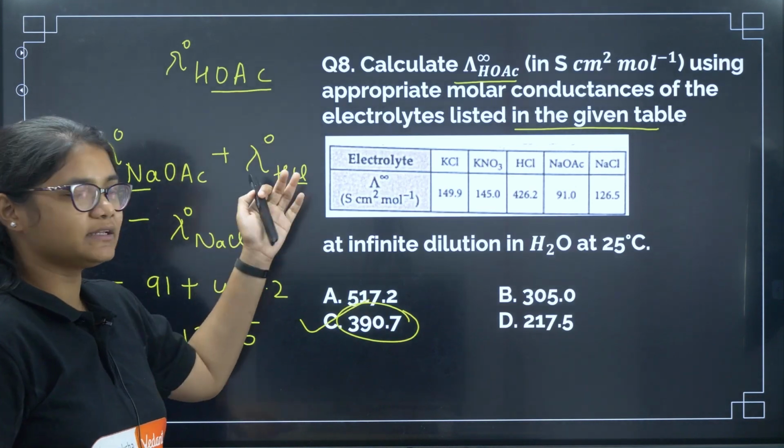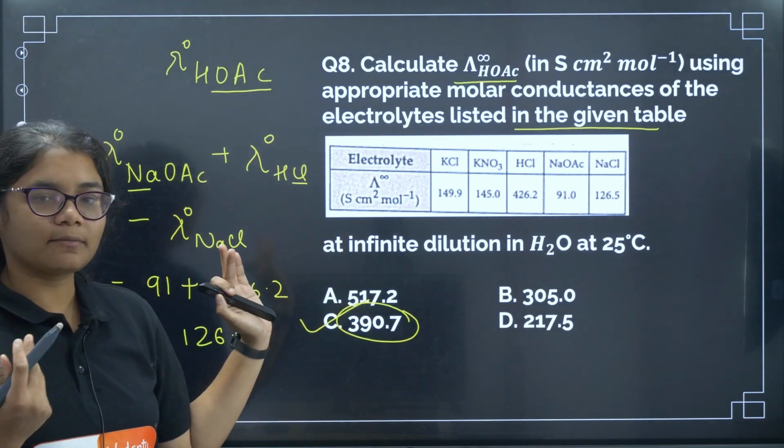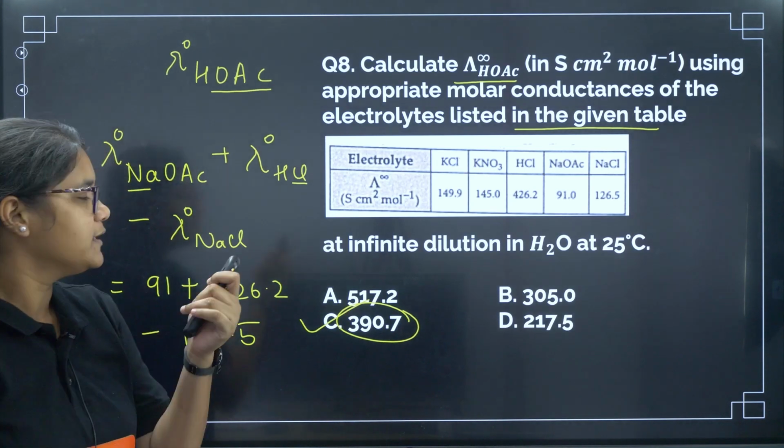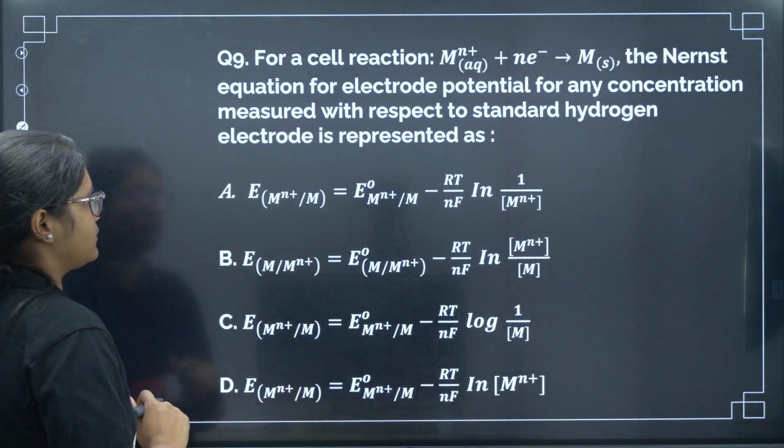Very easy question. So you can see Kohlrausch's law every year. So these are some of the previous year papers. So Kohlrausch's law questions are asked again and again. Okay. So that is one point you have to revise properly.